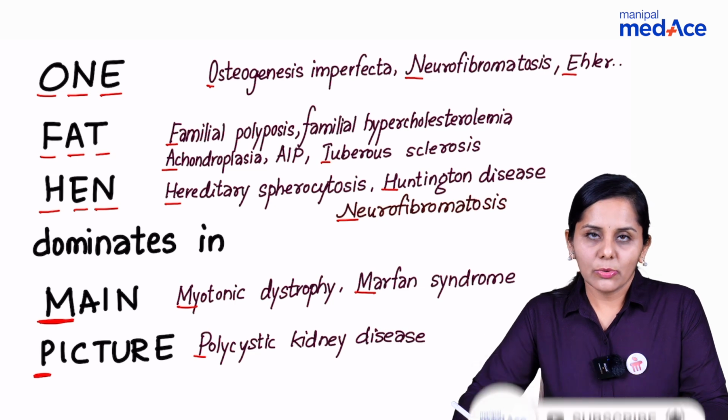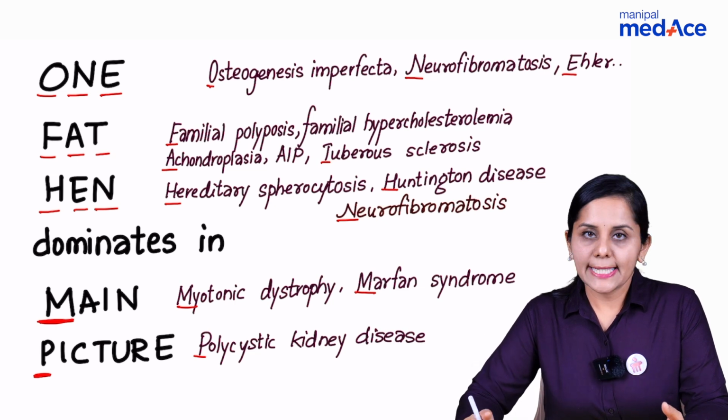But what you need to emphasize is that there is variable expressivity and penetrance. The disease manifests in the heterozygous state, usually in adulthood.